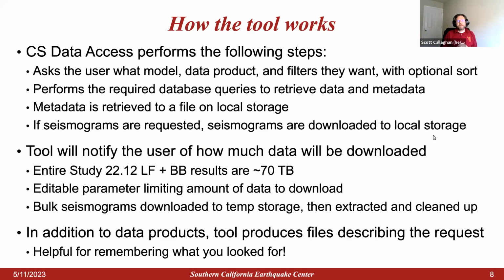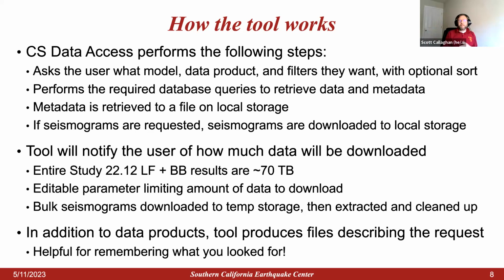So the way the tool works then is it asks you these questions about the model, the data product, and the filters you want if you want your data sorted. And then once you've done that, behind the scenes, it queries a CyberShake database to retrieve the data and the metadata that you asked for. And then that information is written to a file on your local storage. If you also want seismograms, then the tool will go off and download seismograms. They are stored in a Globus shared storage location at USC. And so those seismograms will then also be downloaded to your local system.